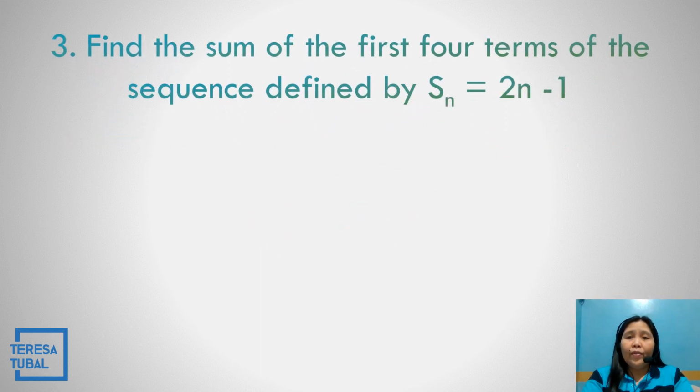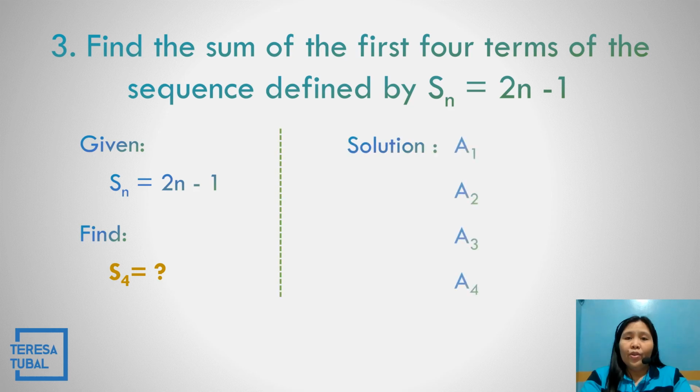Find the sum of the first four terms of the sequence defined by s of n is equal to 2n minus 1. The given is s of n is equal to 2n minus 1. We need to replace the value of n by 1, 2, 3, and 4 to get the sum of the first four terms. So the first term, we need to replace the value of n by 1, so that becomes 2 times 1 minus 1. So 2 times 1 is 2, minus 1, that is equal to positive 1.